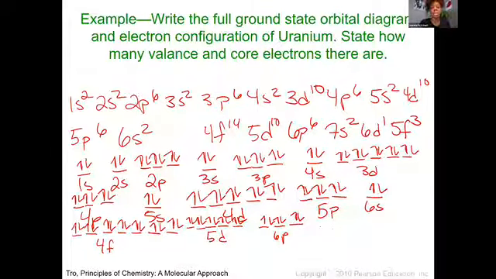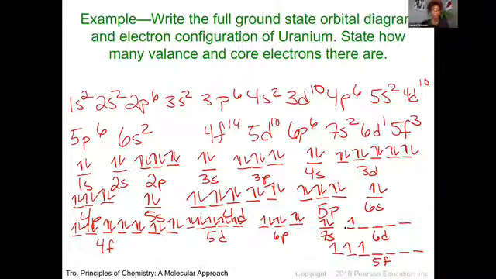And then we have 7s, 1 orbital, up and down. 6d, remember your Ds will have 5 different types of orbitals, but there's only that one electron there. And then last but not least, and I'll just put it over here, is our 5f, which has 7 orbitals. And we're going to fill that in with 3 electrons.